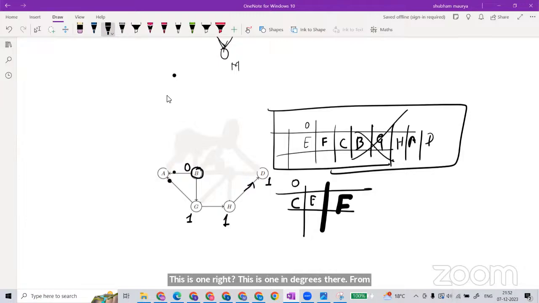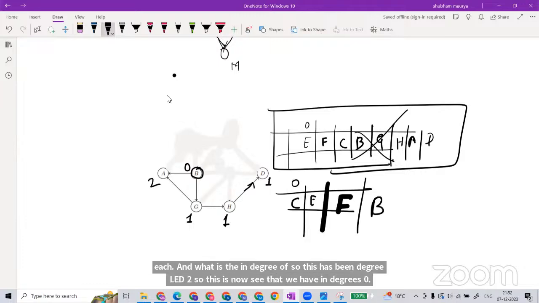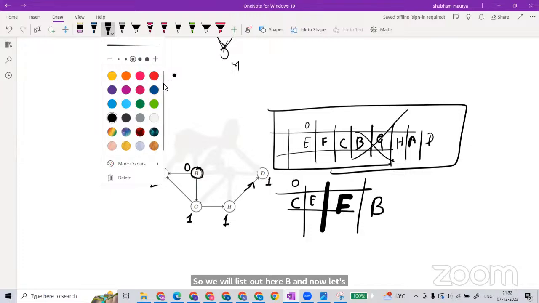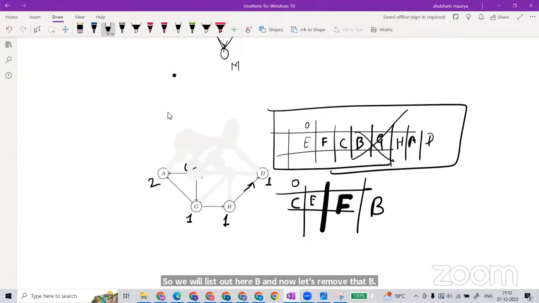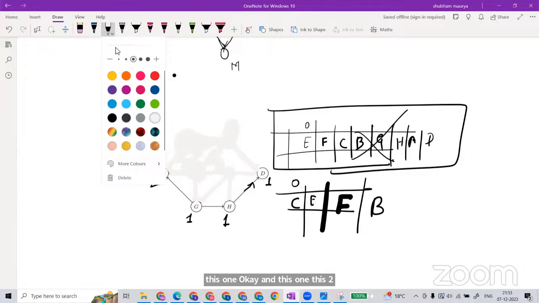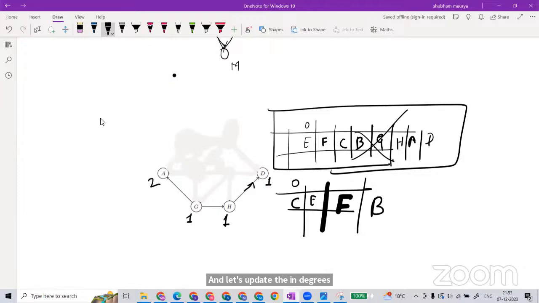So this already has in-degree 2. Now see that B has in-degree 0, so we will list B here and remove that B. The outgoing edges are this one and this one, these 2. And let's update the in-degrees also. So what is the in-degree now of A? A is 1, G is 0, and the rest is all fine. So this is 1 and this is 1.